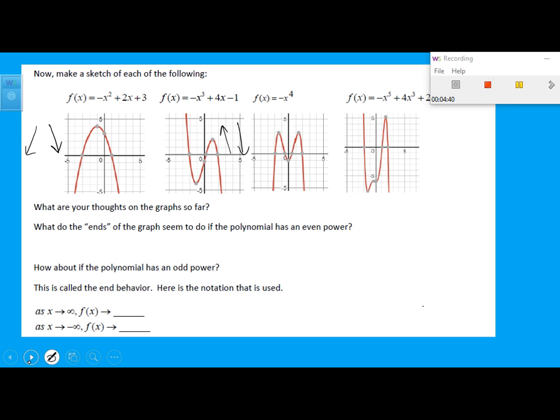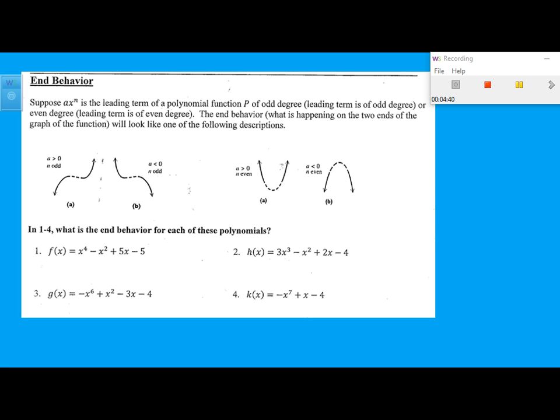So, peek at your notes real fast. Look at your number 1 where we say x to the 4th minus x squared plus 5x minus 5. One thing that I want you to notice real fast, there's the leading coefficient.